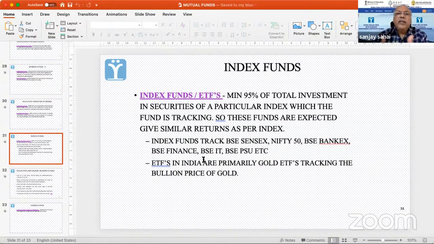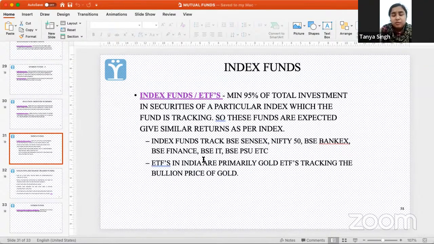So in that way, if Nifty is moving up, then logically the returns in this particular mutual fund will also move in the same direction and to the same extent. That is the meaning of this index fund. So these index funds are also known as tracker funds. They track the index.